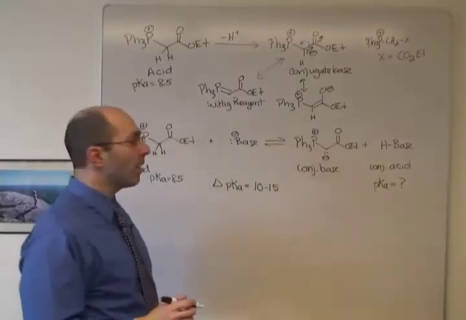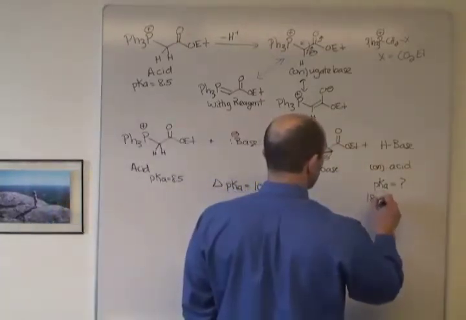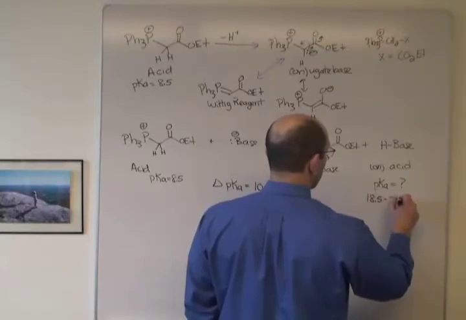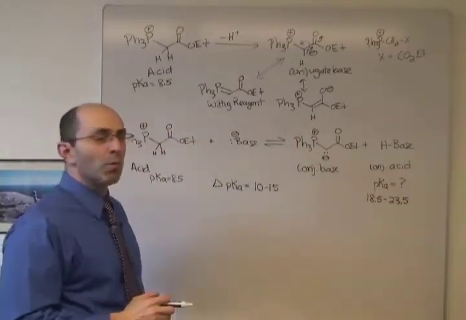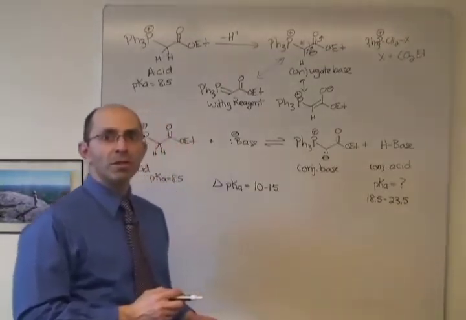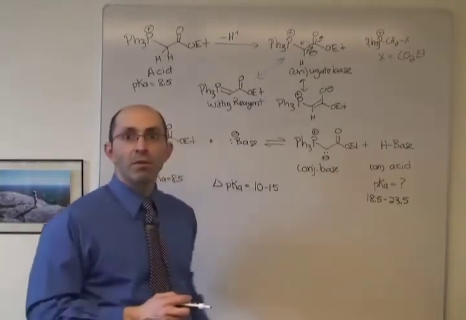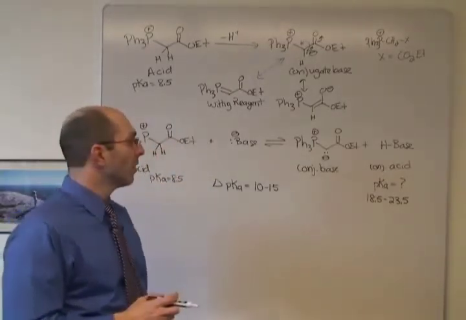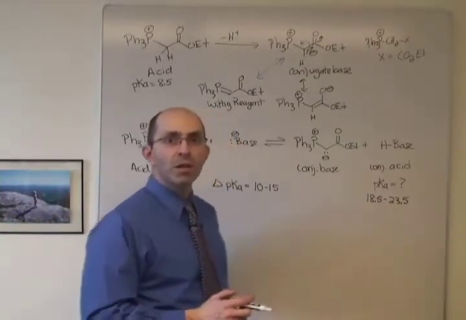And so I hope that you then recognize we're going to look for a pKa that's somewhere here between 18.5 and 23.5, right? If we have a pKa in that range, we're going to favor formation of the weaker acid, and the equilibrium constant is going to be 10 raised to the difference between these pKa's, and that will give us the correct equilibrium constant. All right, so we're looking for a conjugate acid out here with this pKa value.